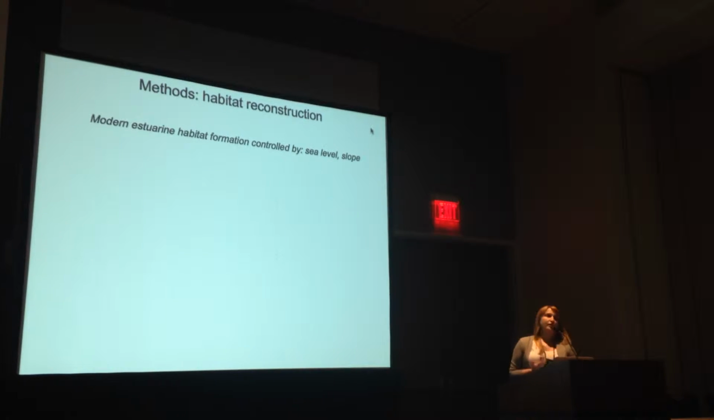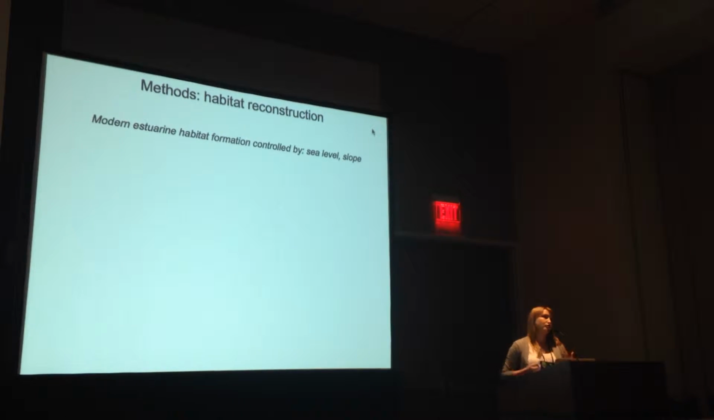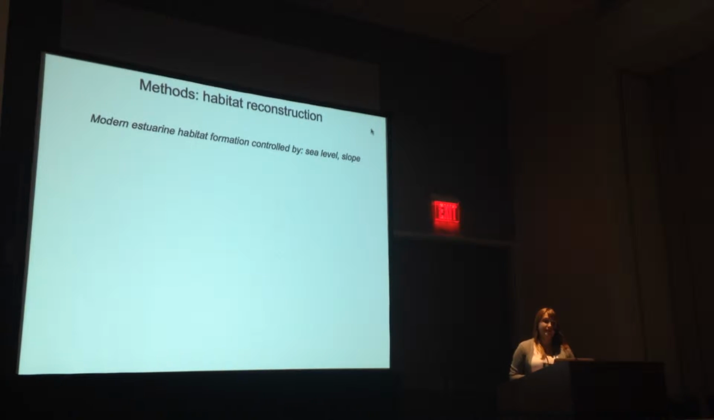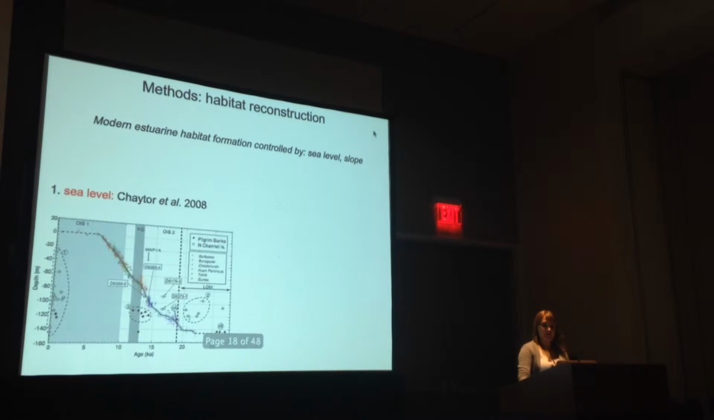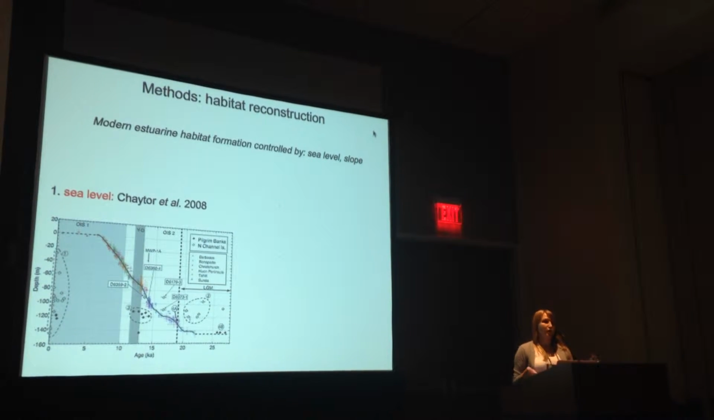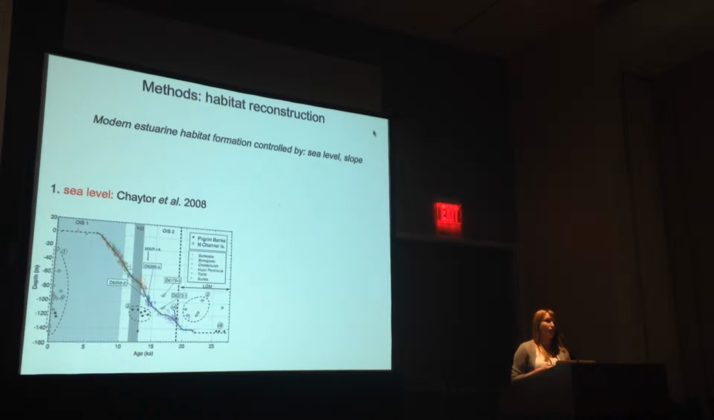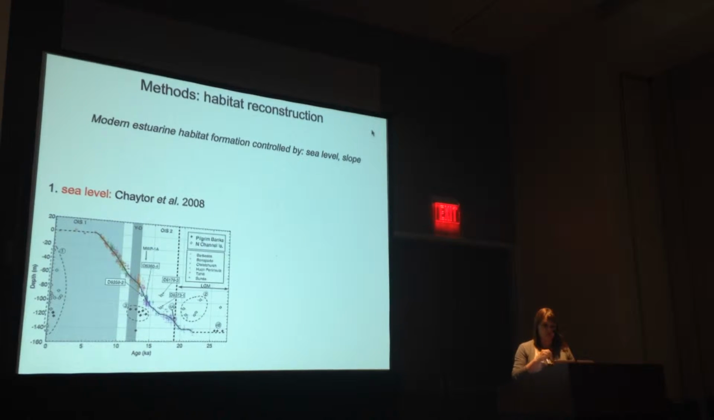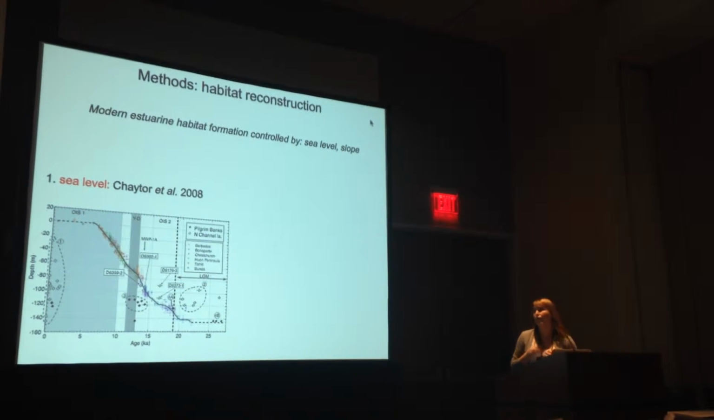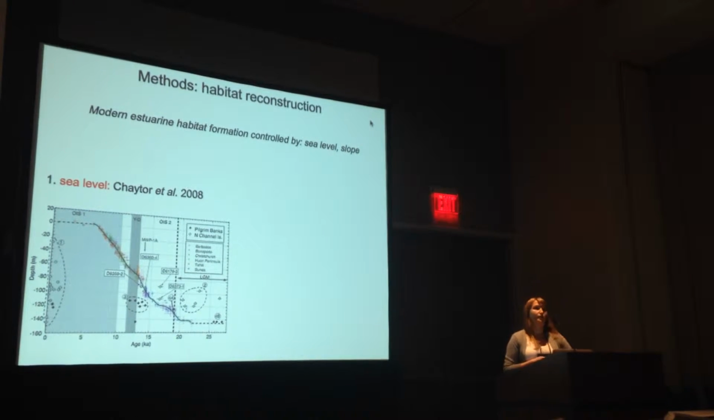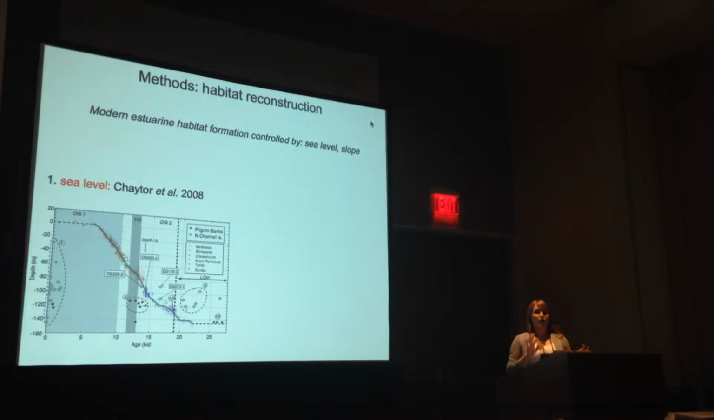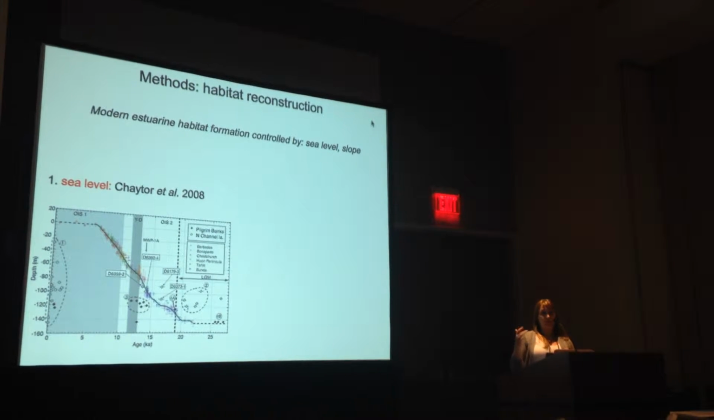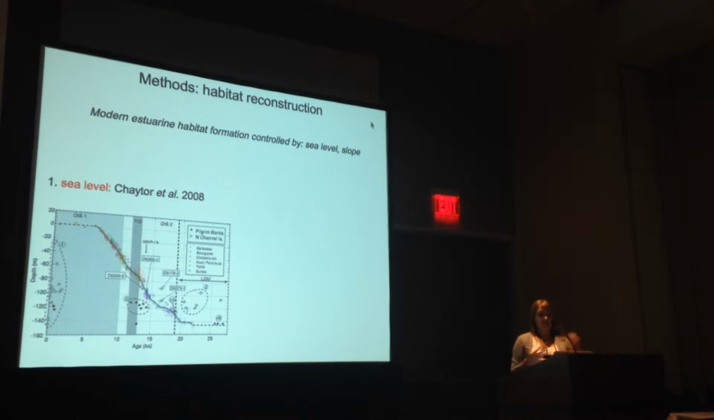Whether or not an estuary exists will depend on essentially two major physical factors. One is sea level, as they occur at the interface of sea and land. The second one is slope. We know that modern estuaries only form where coastal slope is very low. So the way the habitat models are parameterized, the sea level curve I used was that of Chater et al. 2008, and that allows us to go back and forth between what sea level was at the time and the corresponding age.